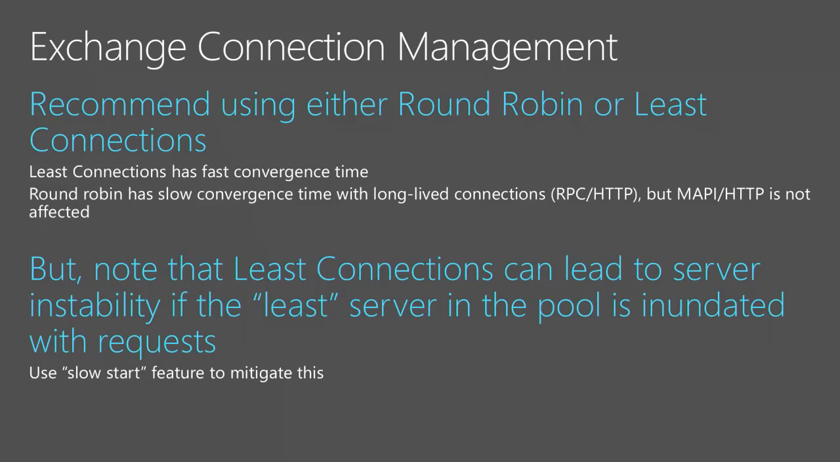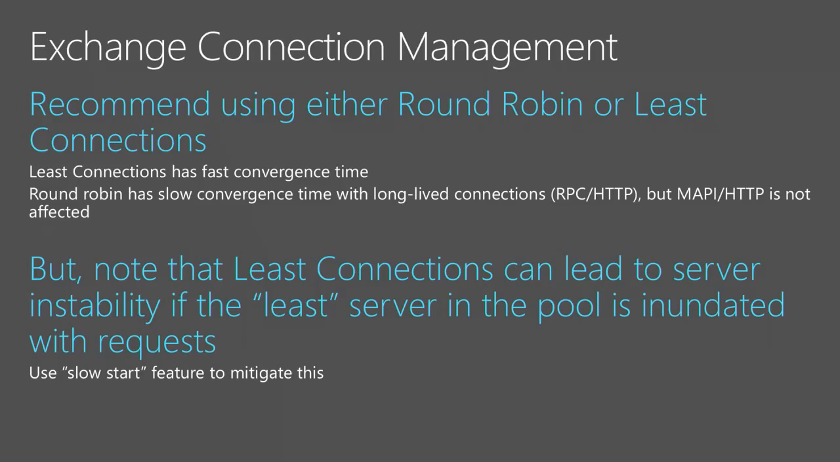Both of them have their advantages and both of them have their drawbacks. When you think about something like round robin, that has a very slow convergence time for long-lived connections. That would be one of the drawbacks there. And when you think about something like Outlook Anywhere, RPC over HTTP, those are all long-lived connections. So if you're using Outlook Anywhere and round robin, it would take a while to get that sort of uniform dispersal of connections across your server pool.